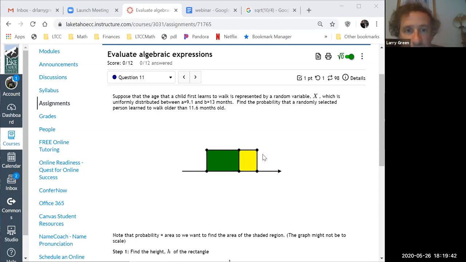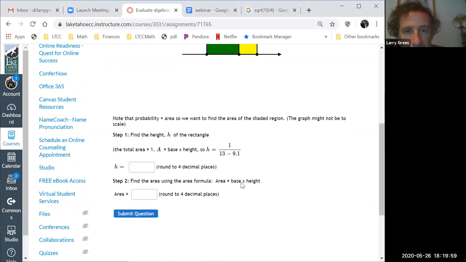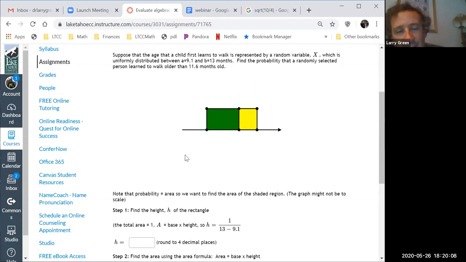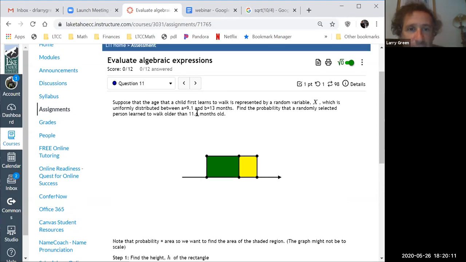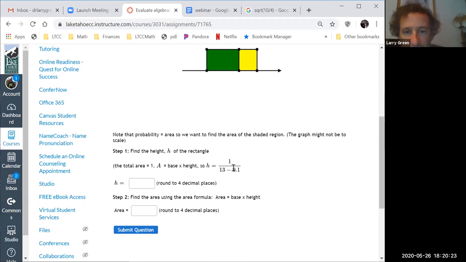So here's a picture. And by the way, 9.1 is the far left point, 13 is the far right point, and 11.6 is this one that's not quite in the middle. Okay, so first thing it says, find the height of a rectangle. And it says that the area is base times height. We've actually talked about that before. And notice that the base is going to be 13 minus 9.1 times the height is equal to 1. So 1 over 13 minus 9.1, that's where that came from.